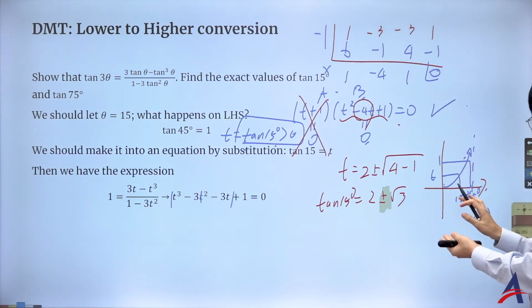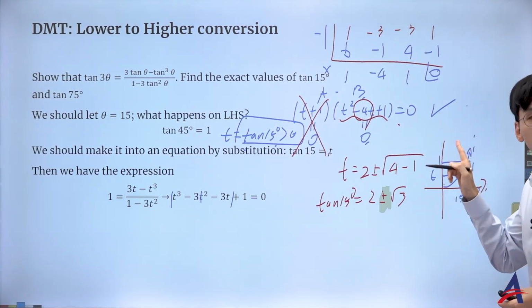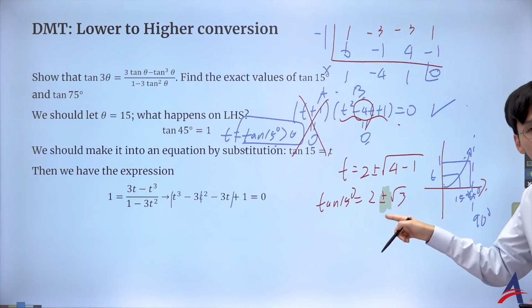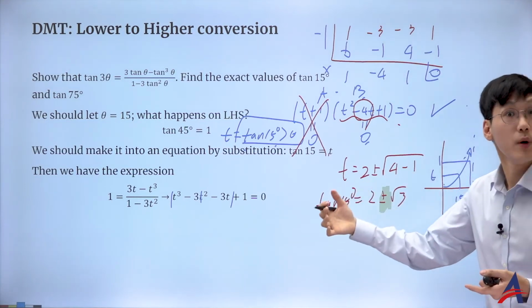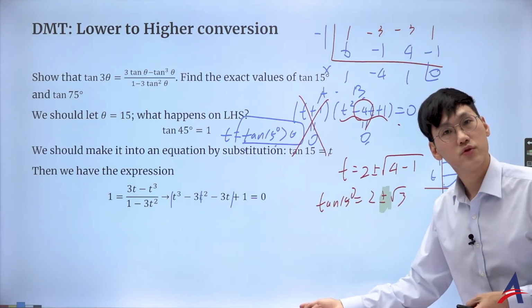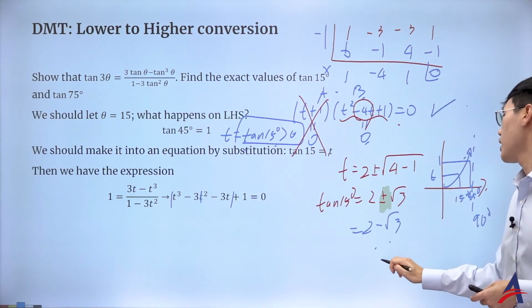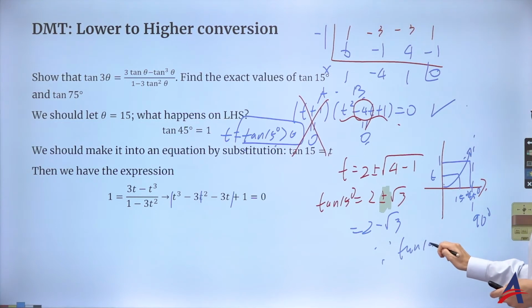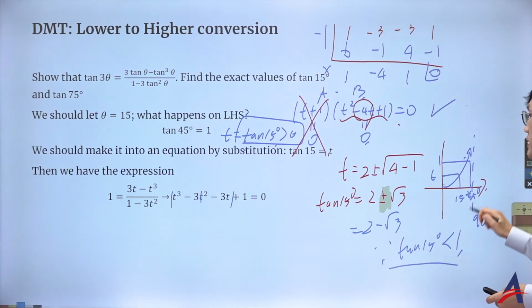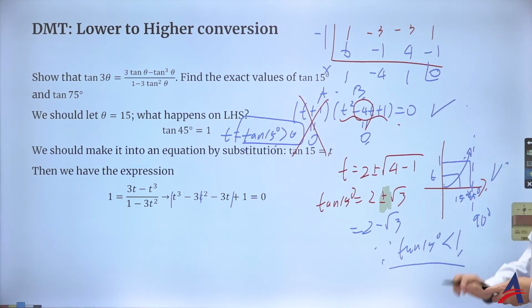I know this value must be less than 1. But if you let the sign symbol here be positive, that makes it well above 1, which is not going to be a good choice. So I'm going to let this be what? 2 minus root 3, because tangent 15 is less than 1, right? Because of the increasing part here. Okay, so that's how we can find it.